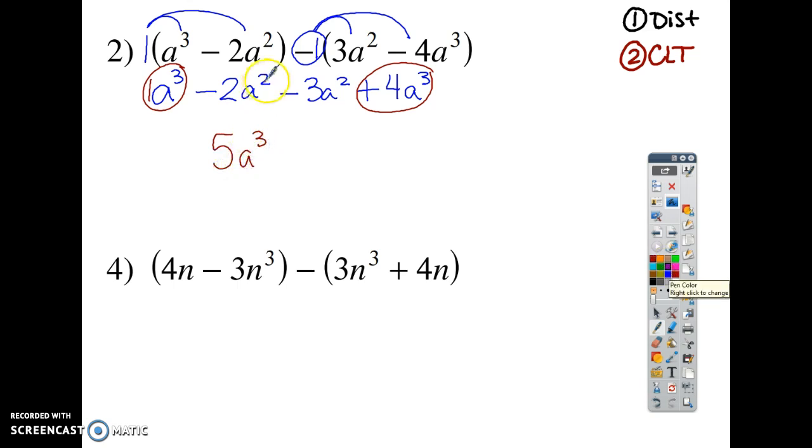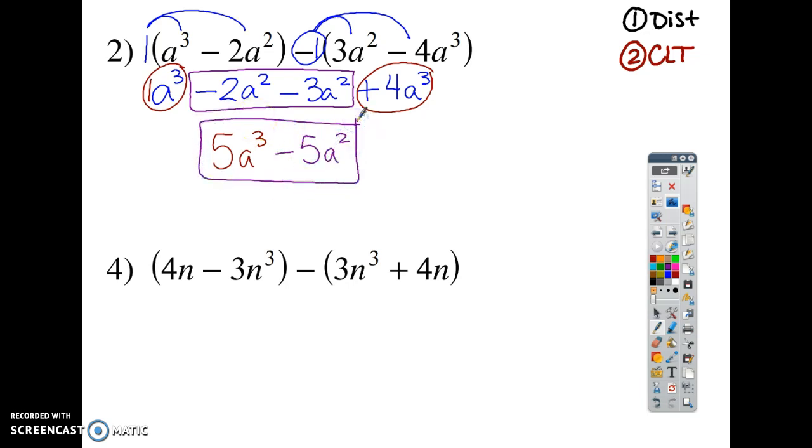Okay? And then this one's a square, and this one's a square. A squared and a squared go together. So these two, I can combine them. That's a negative 2 in the calculator. Negative 2 minus 3. Negative 2 minus 3 gives you a negative 5, and they both have a squared. So this is your final answer.